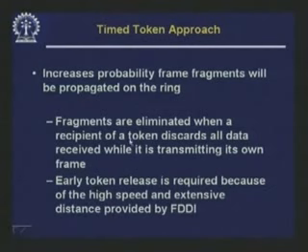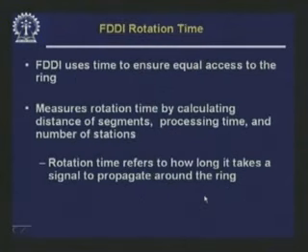So, how are fragments eliminated? Early token release is required because of the high speed and extensive distance provided by FDDI. So, I mentioned this. FDDI rotation time: FDDI uses time to ensure equal access to the ring. It measures rotation time by calculating the distance of segments, processing time and the number of stations. So, this is the time you expect a packet to move around the entire ring. Rotation time refers to how long it takes for a signal to propagate around the ring.